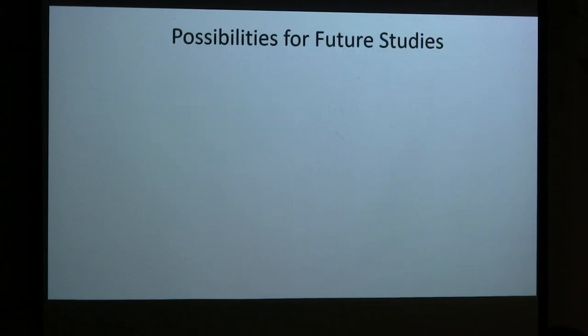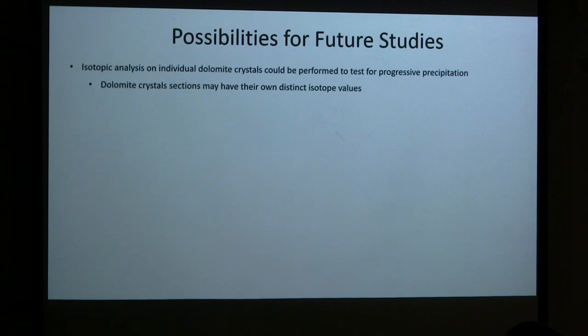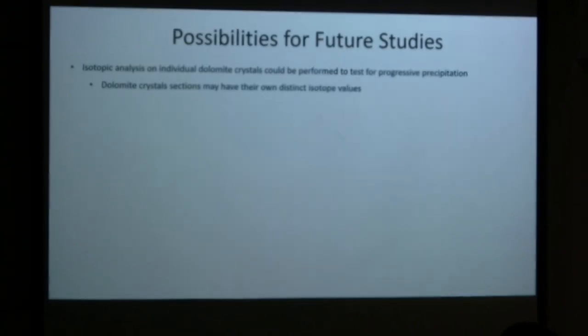Some possibilities for future studies. So isotopic analysis on individual dolomite crystals could be performed. Because coring in these modern sediments is pretty much done blind, you never know if you're getting a full concretion or part of the concretion. So doing some kind of radial isotopic or spatial isotopic analysis would prove to be difficult, also because dolomites don't necessarily precipitate radially.